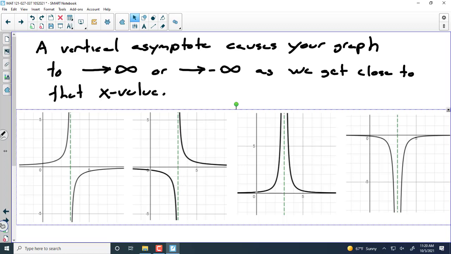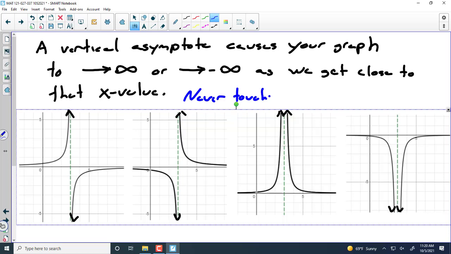So if you look at these pictures up here, I showed 4 different graphs, each with one vertical asymptote. And what you will notice is that as the graph, the black part, gets close to the green dashed line, it either goes up or down the vertical asymptote. Sometimes it does the same thing on both sides, sometimes it does opposite things on either side. It could do any one of those things. But that's how a graph behaves when it gets close to it. It never touches the vertical asymptote, it just hugs it. By hugging, I mean gets really close.